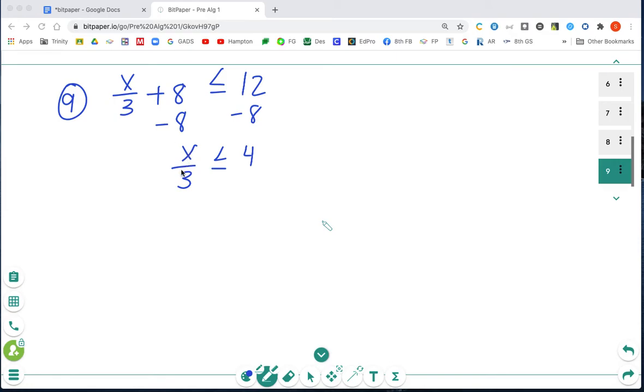What math operation is the 3 doing? It's dividing. What's the opposite of dividing by 3? Multiplying by 3. Cancels out. X is less than or equal to 12. So you'll notice that we didn't have the minus men appear, and so we didn't have to flip the inequality. So now we're going to graph. X is less than or equal to 12.